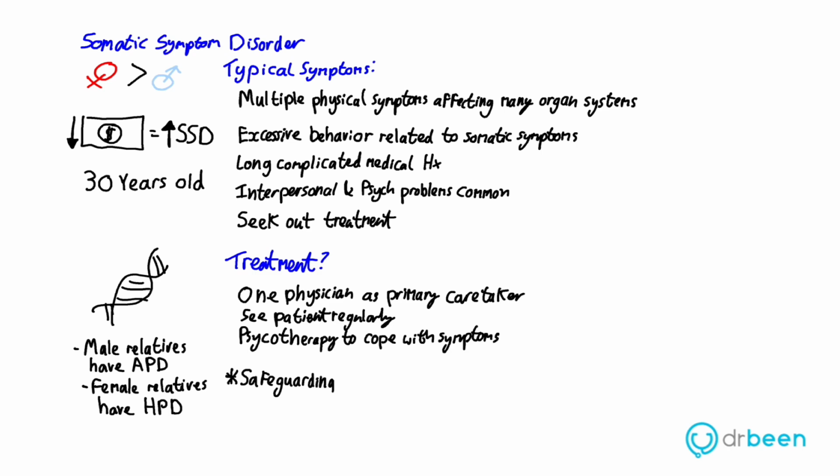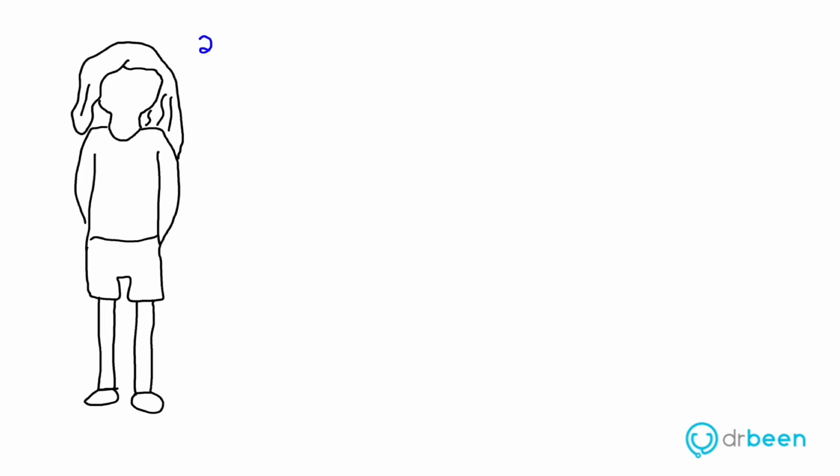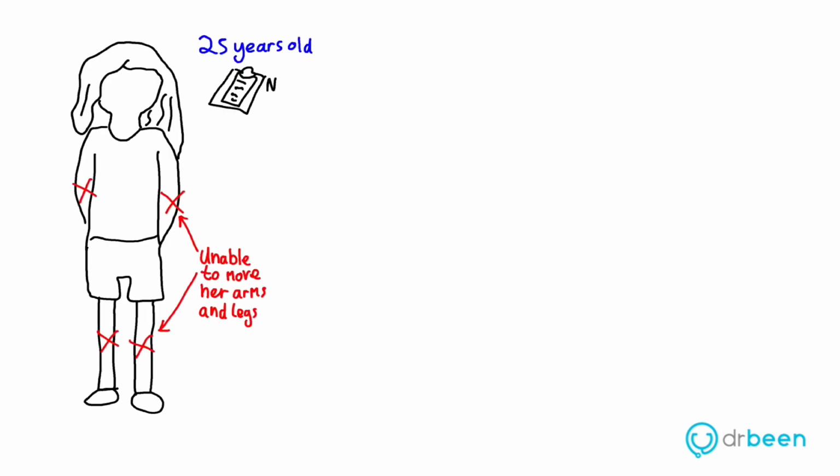So let's look at another case. Jen is a 25-year-old female, and she presents to the clinic unable to move her upper arms and her lower legs. A full workup is done, no abnormalities are seen. However, when further questioned, she reports an argument with physical violence involving her girlfriend that occurred this morning. And since this morning is when she hasn't been able to move her upper arms and lower legs. So does anyone know what diagnosis this is?